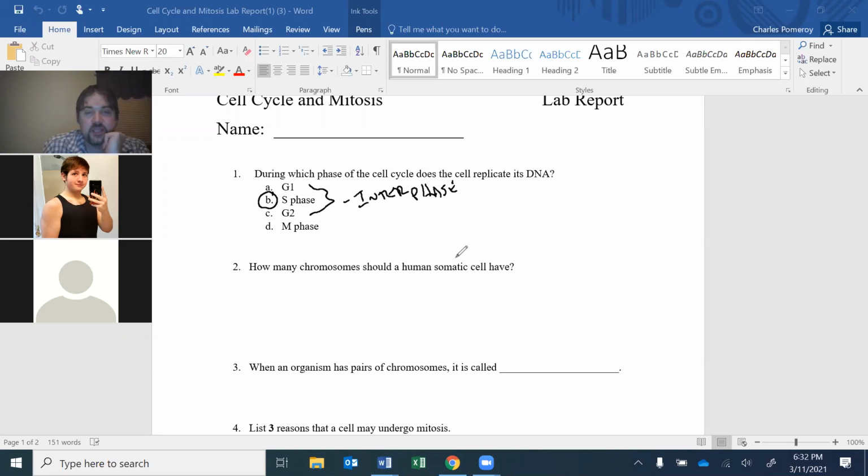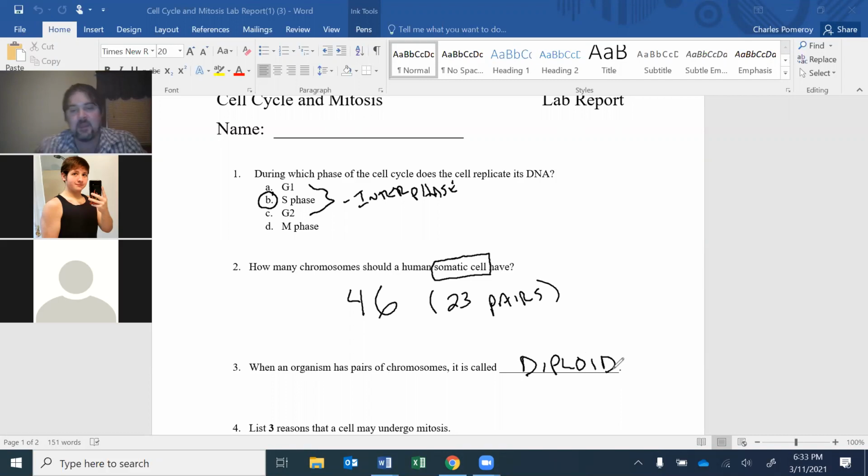How many chromosomes should a human somatic cell have? That would be 46. 23 pairs. When an organism has pairs of chromosomes, it's called diploid. D-I-P-L-O-I-D. And all the cells in your body, except for sperm and egg, are diploid cells. So 1 is B, 2 is 46, and 3 is diploid.